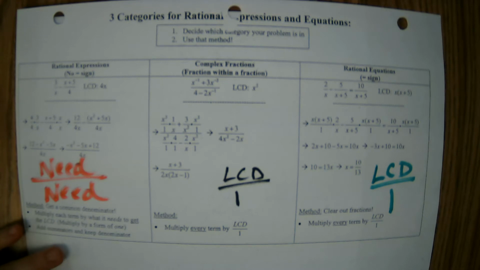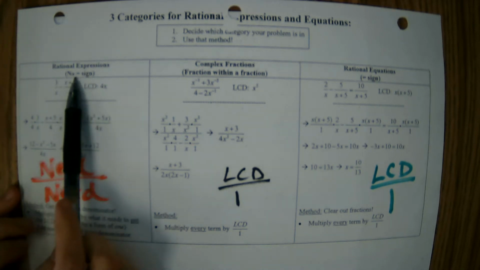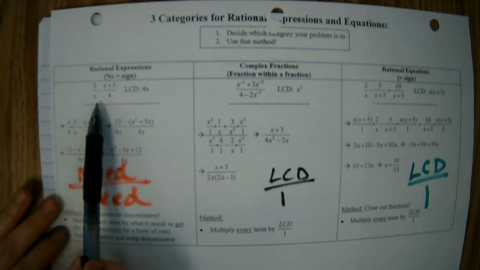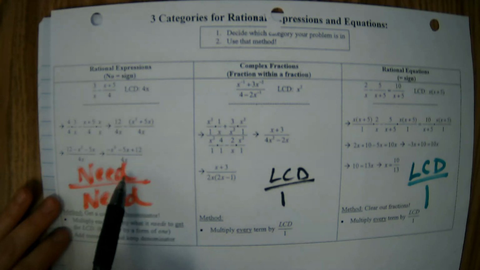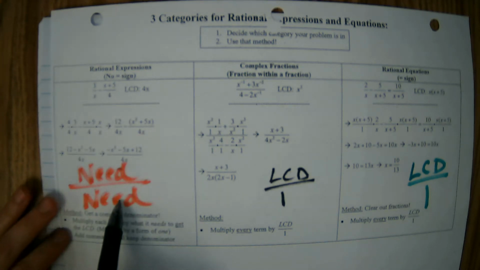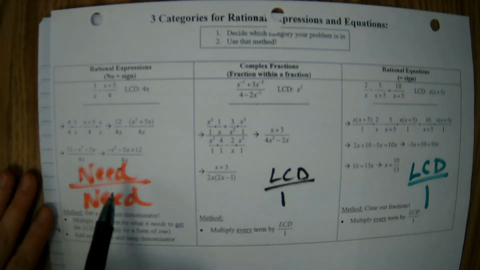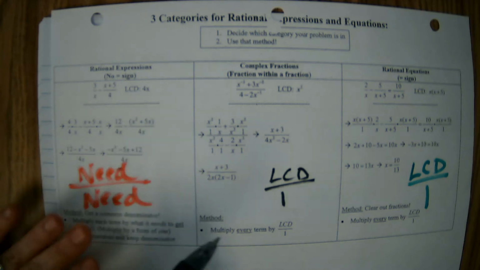So just to bring you back to this chart again. We talked about rational expressions already, and that is when you're adding and subtracting without an equal sign. That's the only one that's different, so that one's kind of the hardest one here. So you have to multiply by what you need over what you need in order to get your LCD.